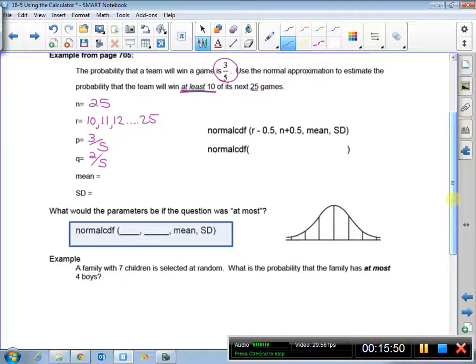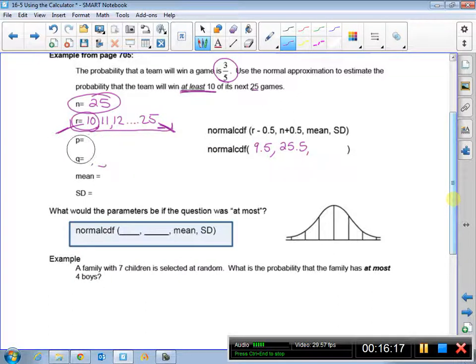Okay, see if you can fill these in now. Since it's a low, it's R minus 0.5. N would be the upper limit. It would be way up here. So we want this whole range, but a little bit lower and a little bit higher. So we add on 0.5 to make sure we've included all the intervals. The mean, you have to remember with these, is N times P.